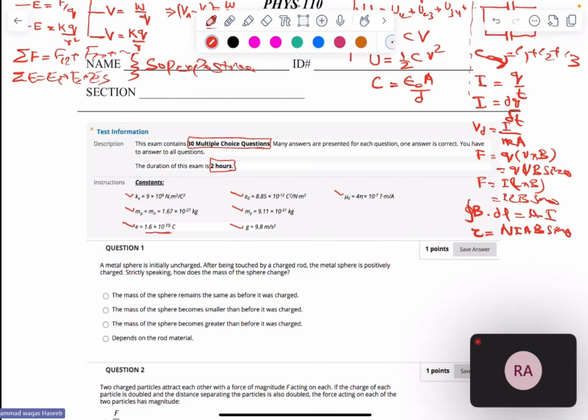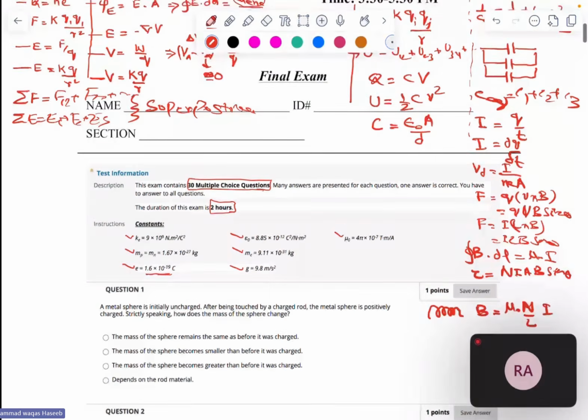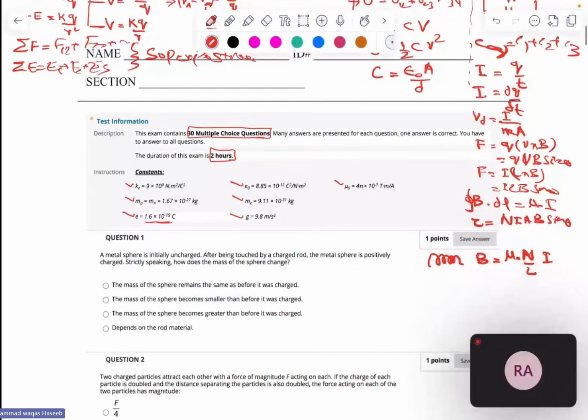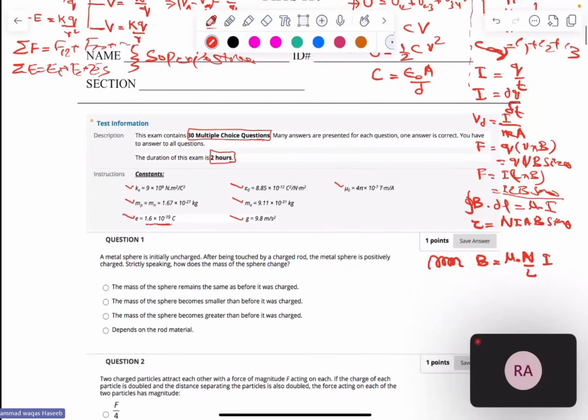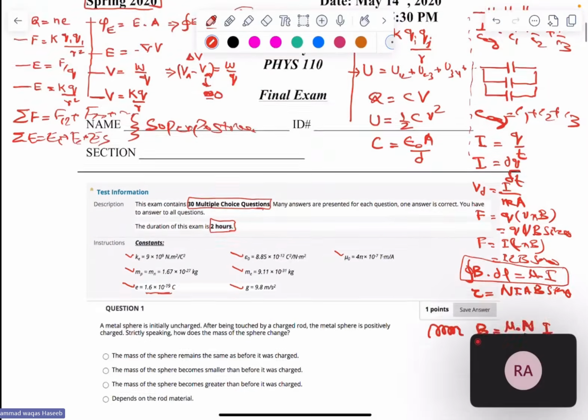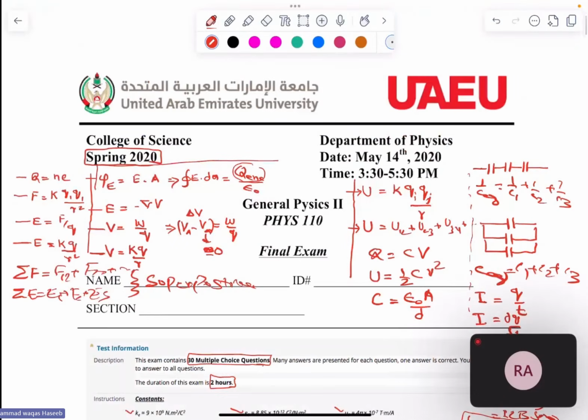And the last thing is the magnetic field due to a solenoid, which is mu naught n over L times I, and the solenoid is like this shape. So the most important equations in this are Ampere's law, Gauss's law, and Coulomb's law.